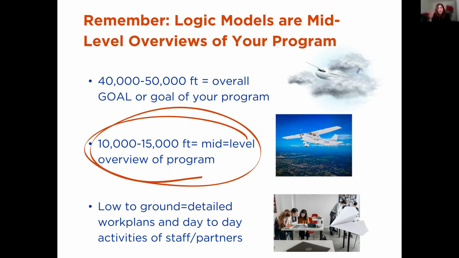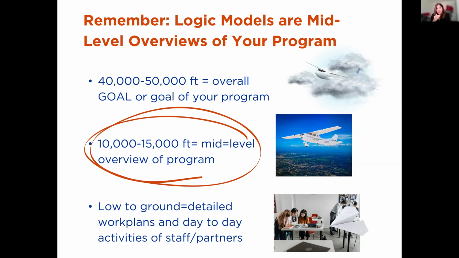We can think about it as the view from our plane windows, right? So if we're talking about the 40,000 to 50,000 foot level, that is just the overall goal of your program, right? If I'm in a plane and I'm at cruising altitude going a decent distance, all I can see is clouds. I cannot see the world below me with any level of detail. Maybe I see some different color relief, right? What we're aiming for in the logic model is really that 10,000 to 15,000 foot mid-level overview of a program, right? Where I can see some of the things below me, but not all of them in great detail, right?